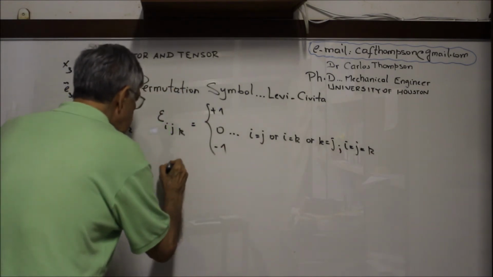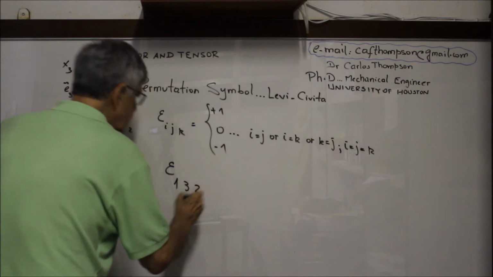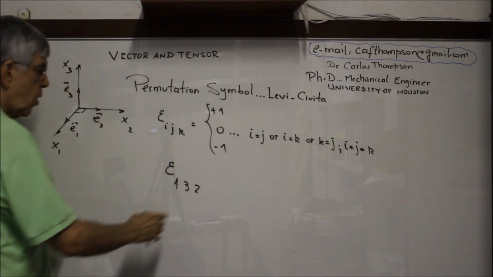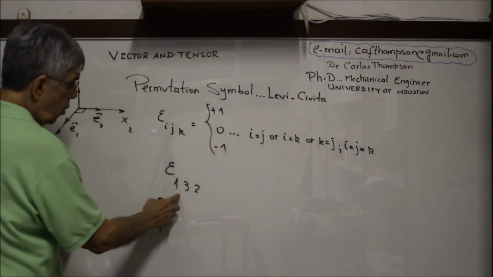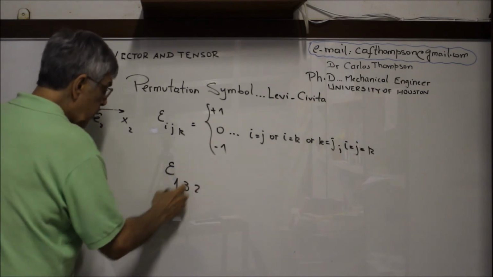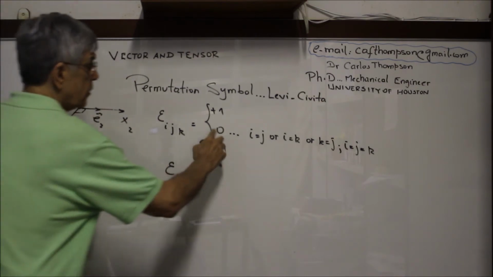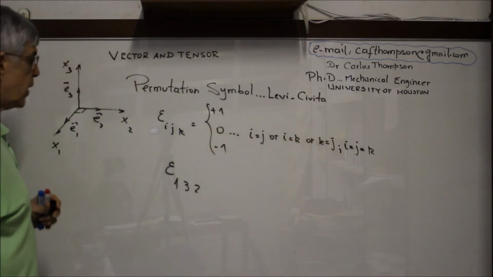Suppose I want to know what is epsilon 1, 3, 2. It will be plus or minus 1. It's not 0 because i is different from j is different from k, so it's not in this situation.